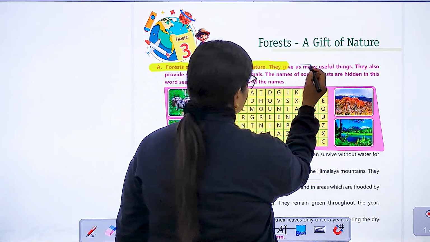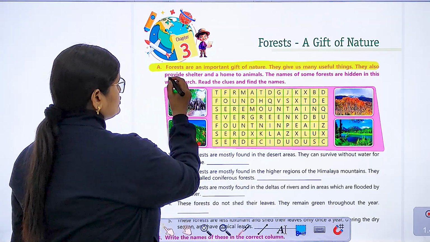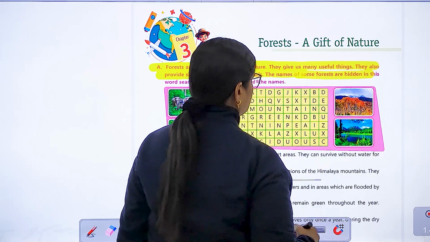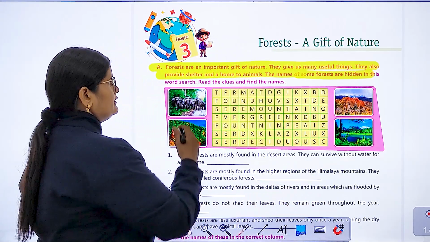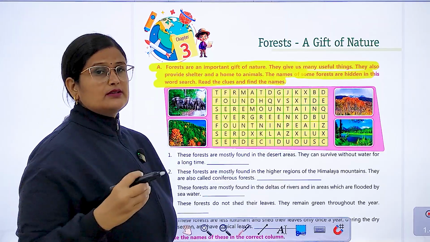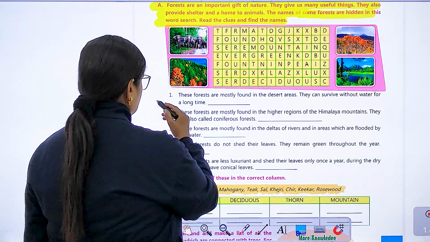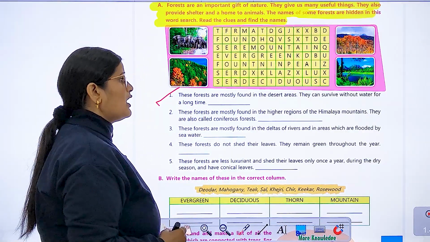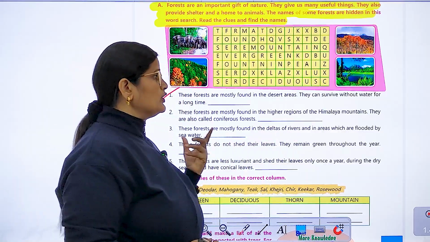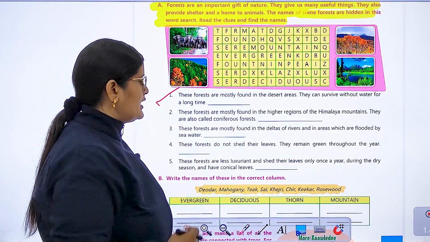Forests are an important gift of nature. They give us many useful things. They also provide shelter and a home to animals. The names of some forests are hidden in this word search, so read the clues and find the names. So let me start. Number 1. These forests are mostly found in the desert area. Okay, so they can survive without water for a long time.